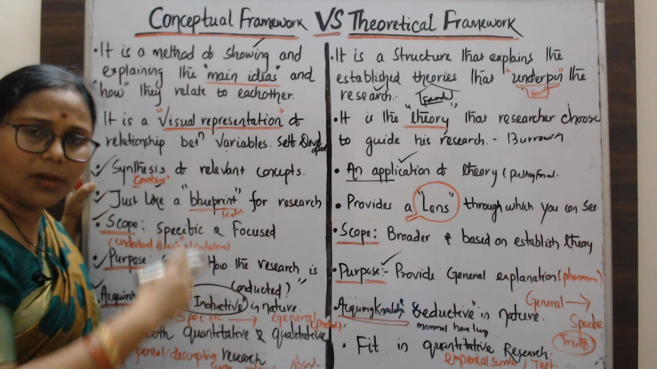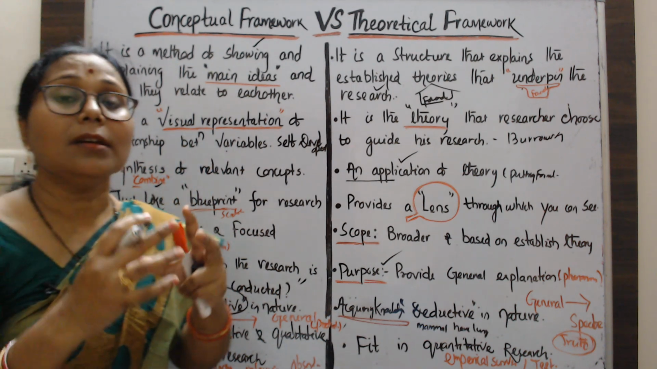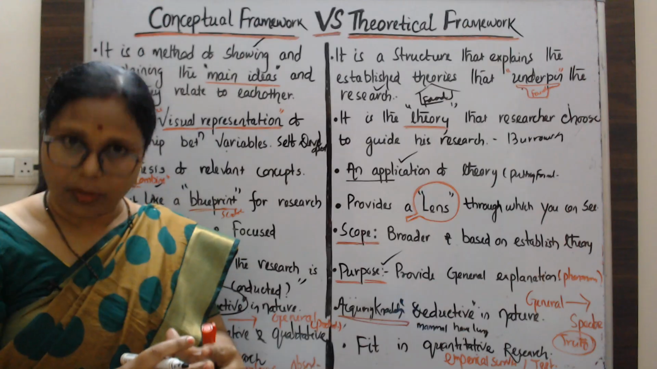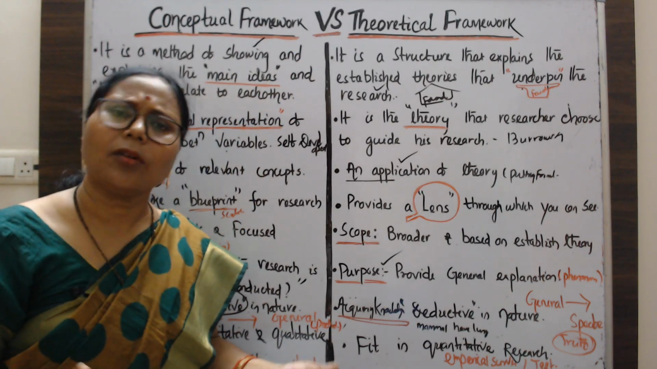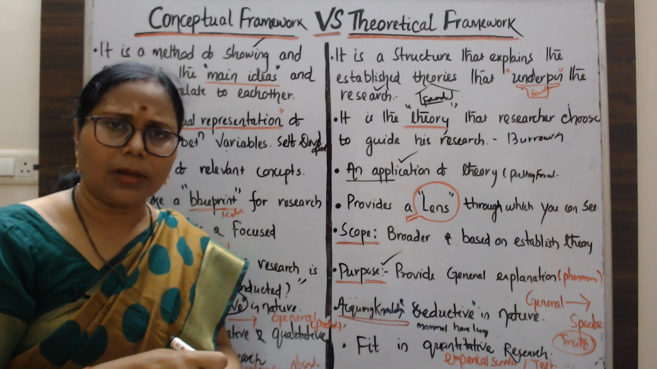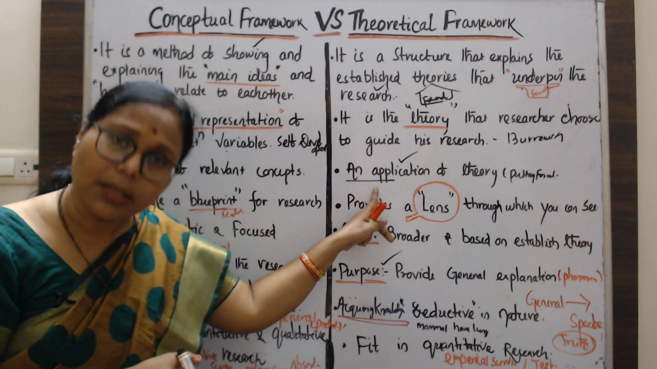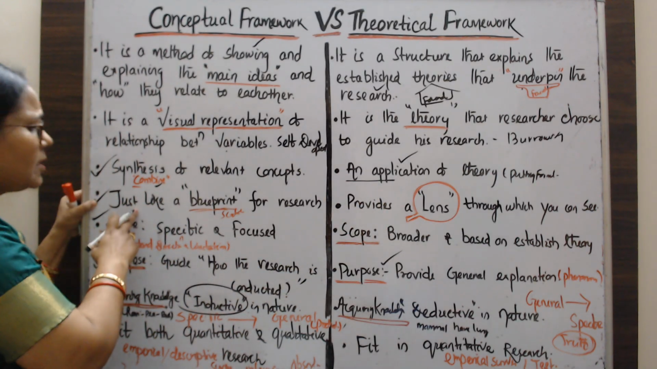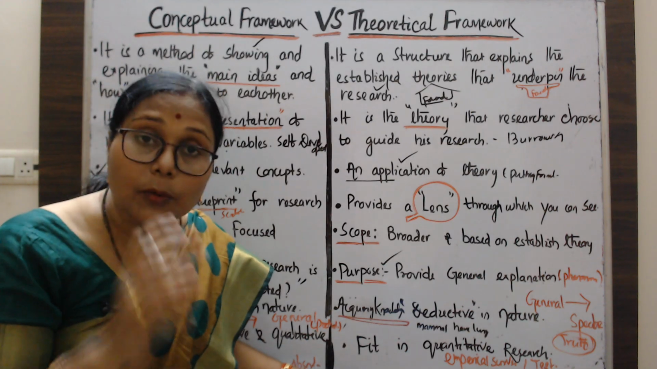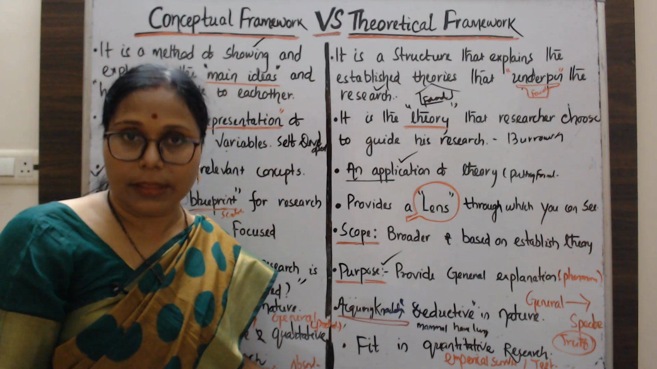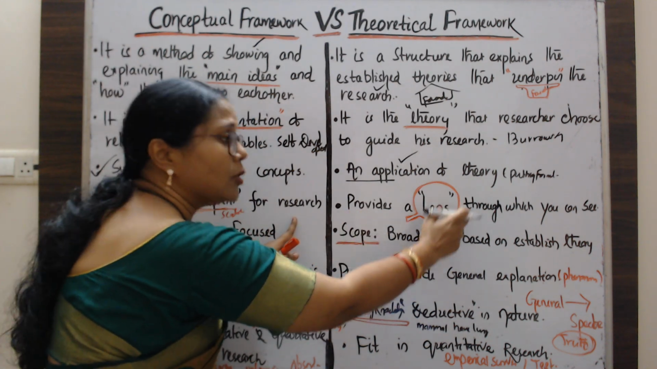In the conceptual framework, what does the researcher do? The researcher synthesizes, combines the relevant ideas. Okay, that is called synthesis. But in the theoretical framework, what the researcher does is only apply the theory, apply the formula, and put the formula into the research. So that is the application of the theory. It is just like a blueprint for the research. The conceptual framework is a blueprint, or a rough sketch of your research, but it provides a lens through which you can see.